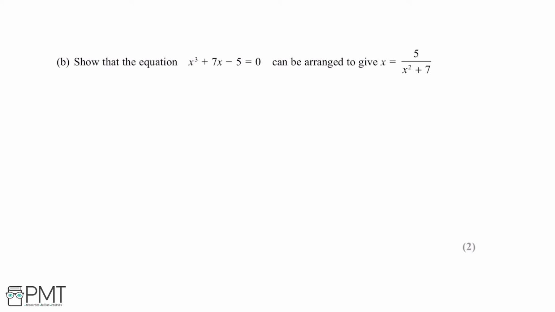Show that the equation x cubed plus 7x minus 5 equals 0 can be arranged to give x equals 5 over x squared plus 7.